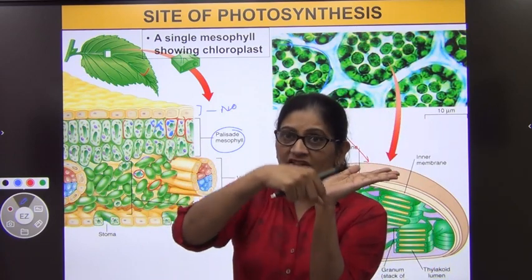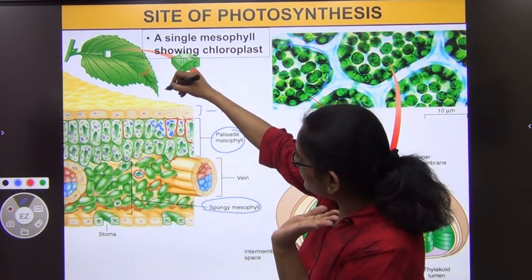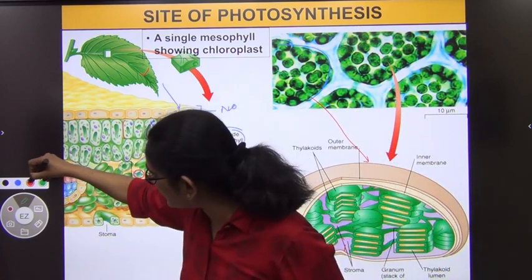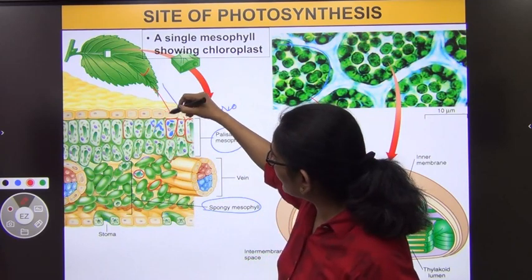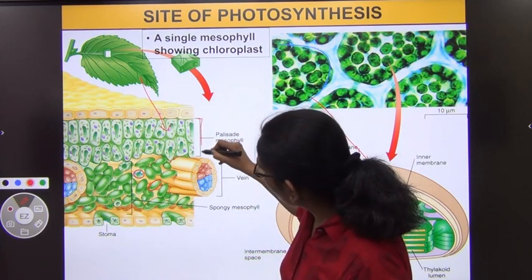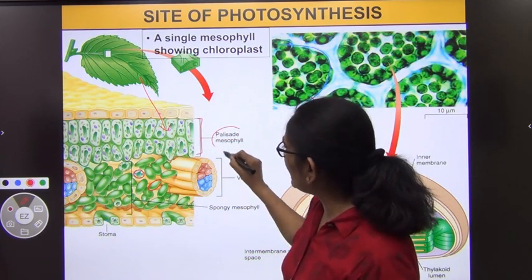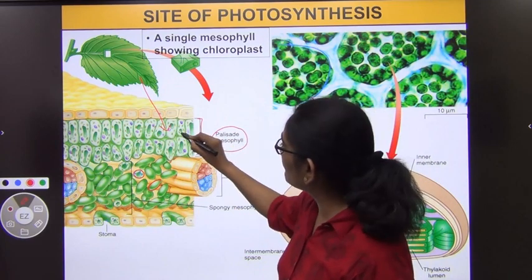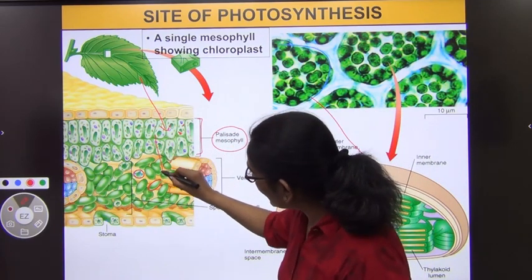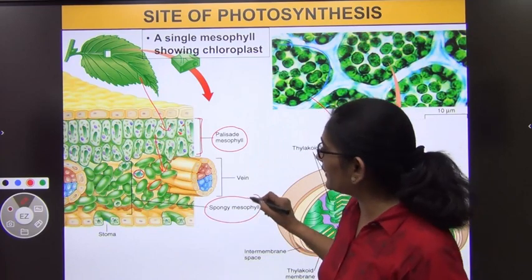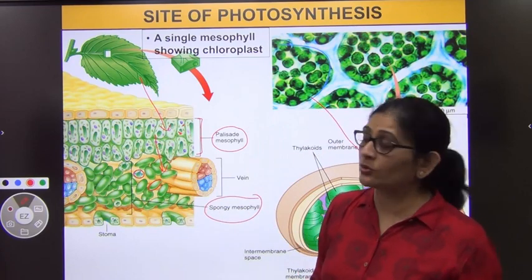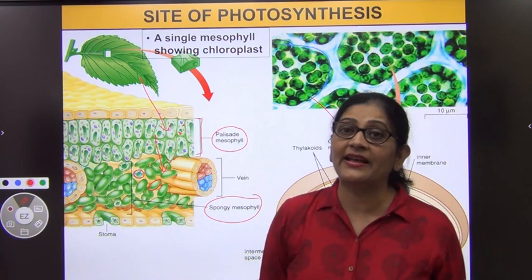By the time it goes down here, the sunlight will come here. Let me change the color. The sunlight will come here. The upper layers will receive more sunlight, so obviously they will do more photosynthesis, so they have more chloroplast. Less sunlight reaches the spongy mesophyll. As a result, they can do less photosynthesis, and as a result, they have less chloroplast.